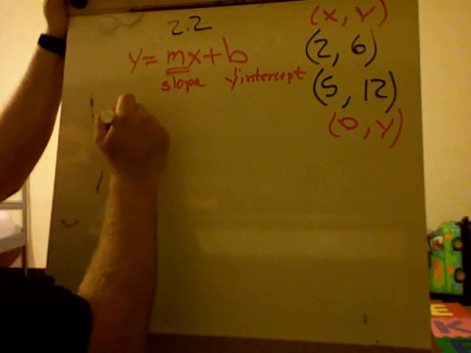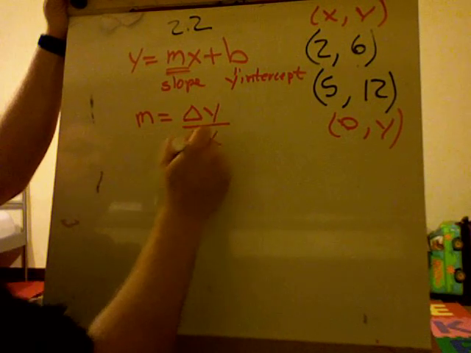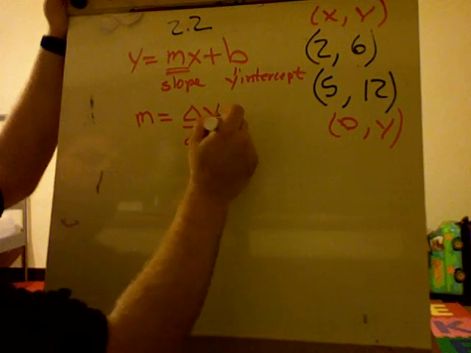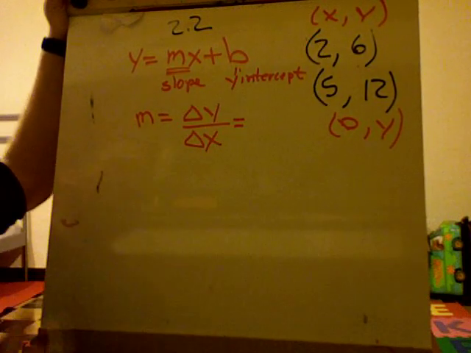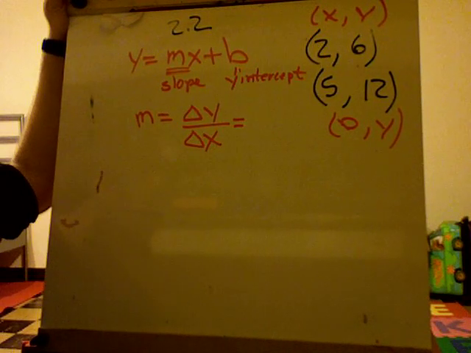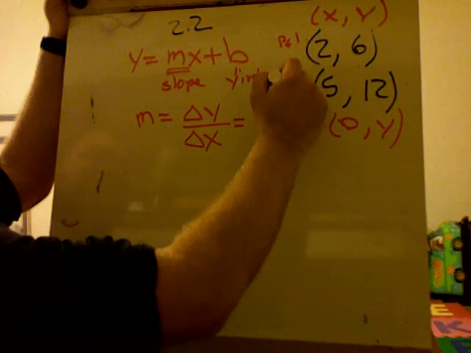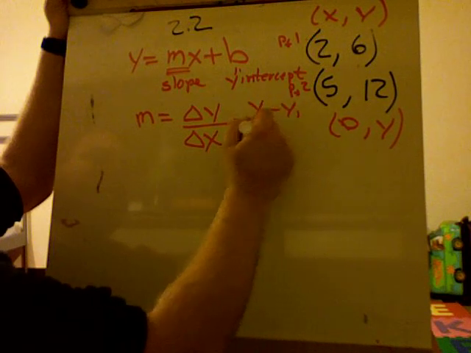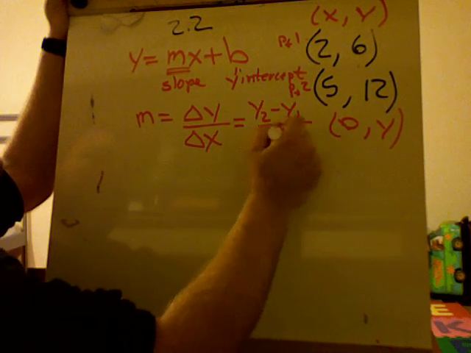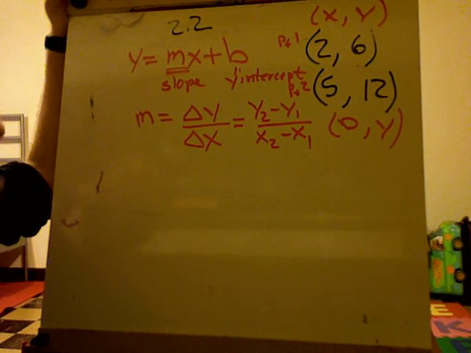But the slope, remember, is equal to the change in y over the change in x, where the change in y is just simply how y is changing. So we need to call one of these points point 1 and the other one point 2. Doesn't matter which one, it works out both ways, as long as you're consistent. I'm going to go ahead and call this one point 1, this one point 2. So what you do is you take point 2, subtract point 1, more or less, right? y2 minus y1 over x2 minus x1.